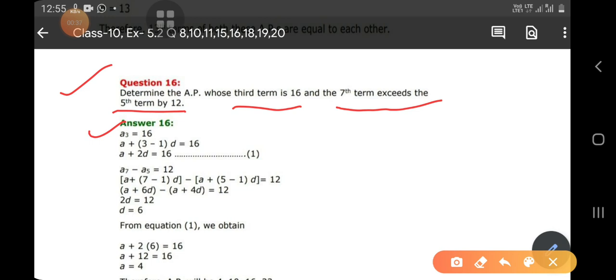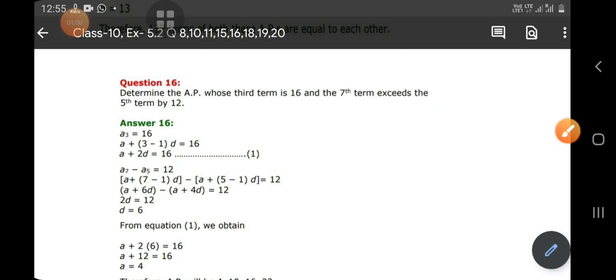Now with the help of the nth term, we can write an is equal to a plus n minus 1 into d. Let the first term be a, so it will be a plus, n means 3 minus 1, that means a plus 2d, that is the third term, is equal to 16. This is the equation number 1.